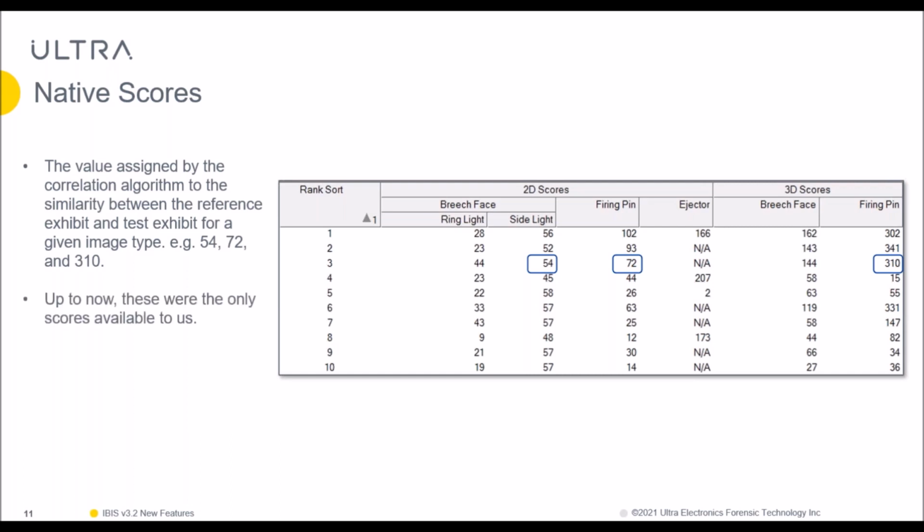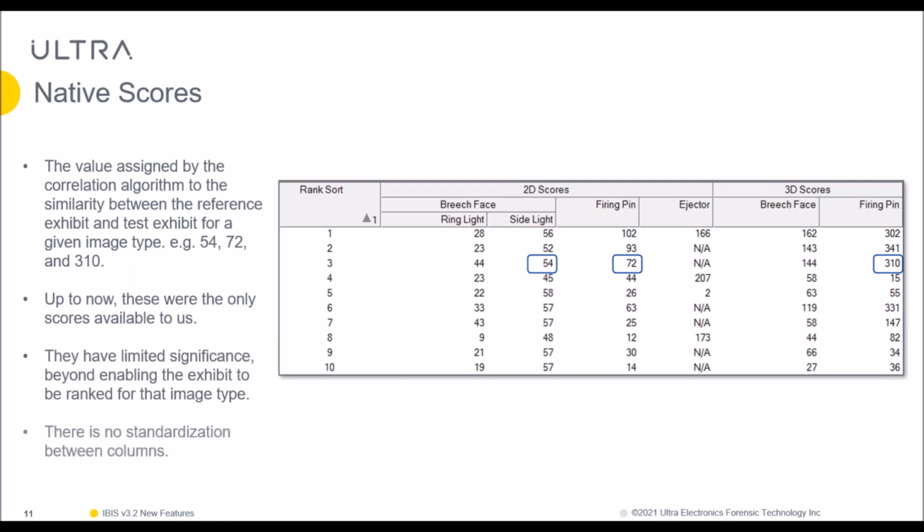These scores allow the test results to be ranked for that image type, but the number itself has no significance outside that column. There's no standardization between columns, so that score of 72 doesn't really mean anything outside the context of the firing pin 2D column.